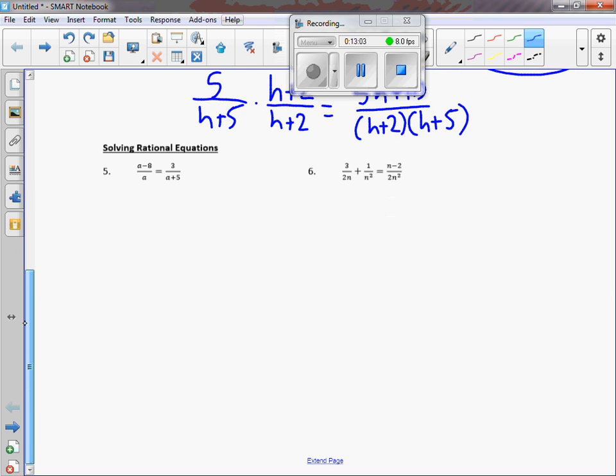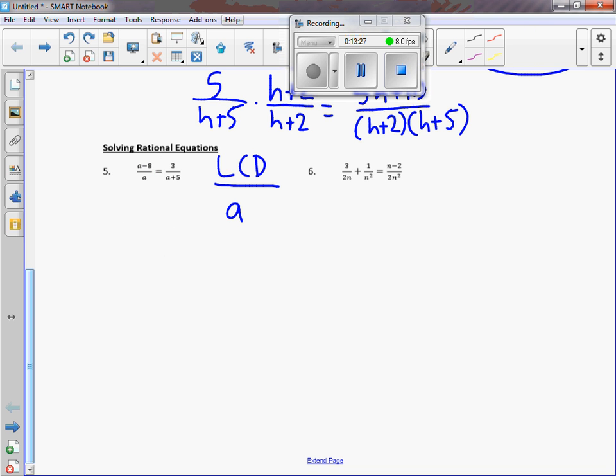So jumping down to number 5 and 6, now we are not adding or subtracting rationals, we are solving rationals. Step 1 is to find the LCD, the lowest common denominator. Here's how we do this. Start with your first guy. His denominator is a. Okay, cool. We'll put an a.